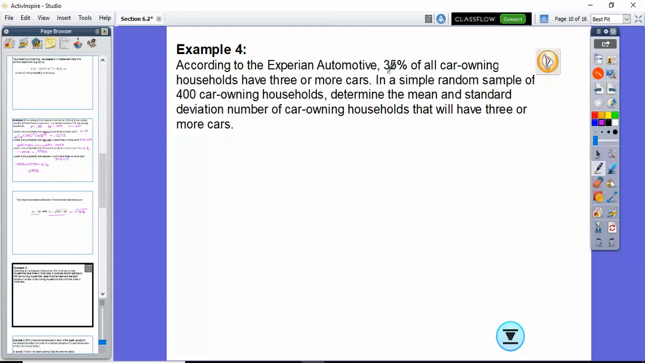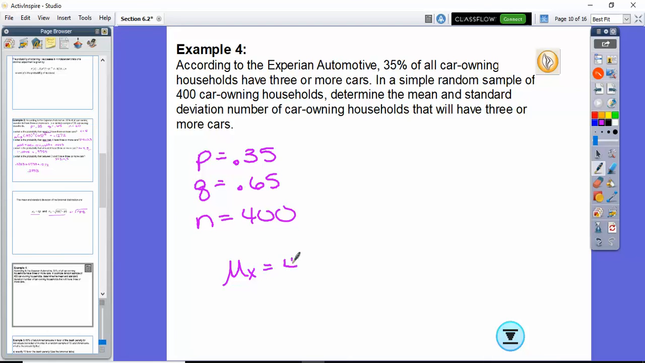Alright, so in this scenario, we're back to our car owning households. Probability of 3 or more cars, so our P is 0.35, which means our Q, or the 1 minus P, is 0.65. We have a random sample of 400 car owning households, so what is that? N. So I want the mean and standard deviation. So mean is just n times p. And we get 140.